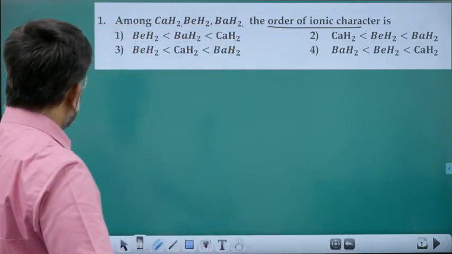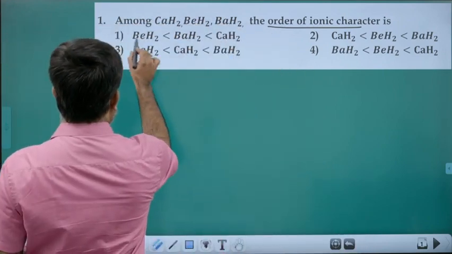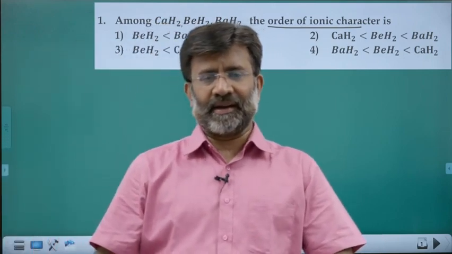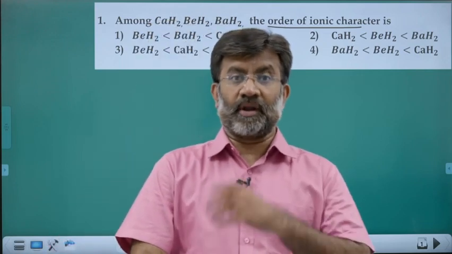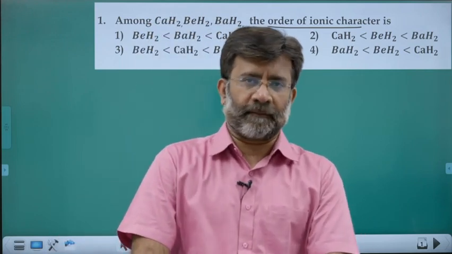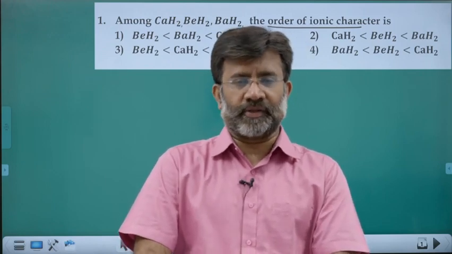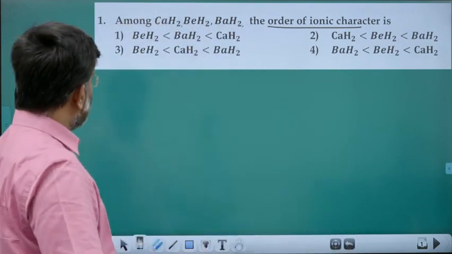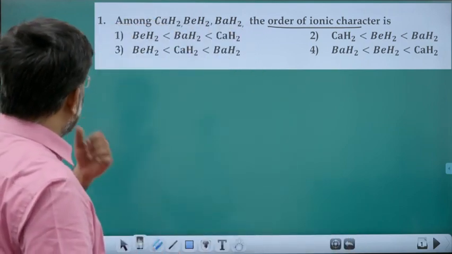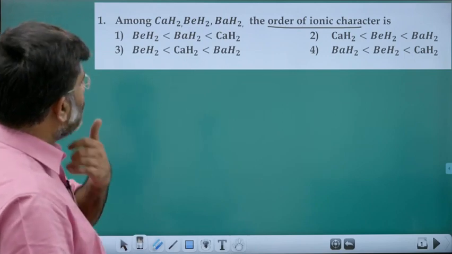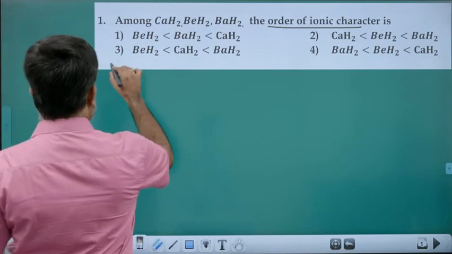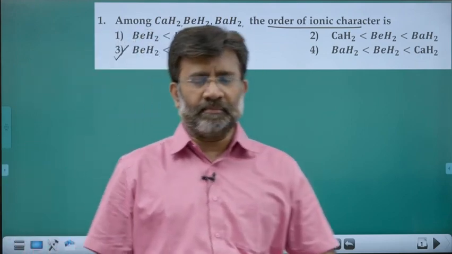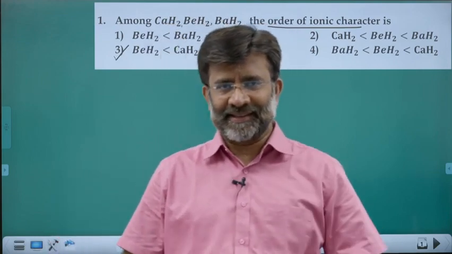I am sure you remember beryllium hydride is learned in the chapter as showing covalent character. Beryllium hydride, magnesium hydride, they are polymerizing. It is referred to in the NCERT. So they are more covalent in nature. Beryllium hydride is more covalent in nature, and down the group ionic character will increase, and the answer is which one? Option 3. It is beryllium, calcium, barium. Okay? Second question.